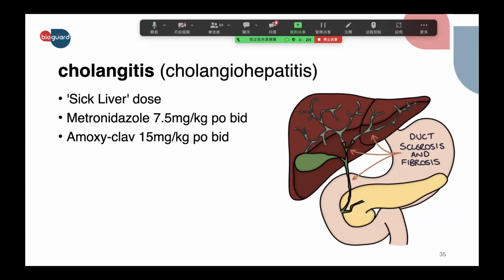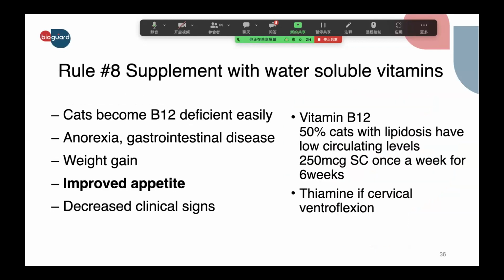So for this kind of case, what I will do is start giving antibiotics, including metronidazole and amoxiclav, at a sick liver dose. It will be 7.5 mg per kg twice daily for metronidazole, and 15 mg per kg twice daily for amoxiclav.